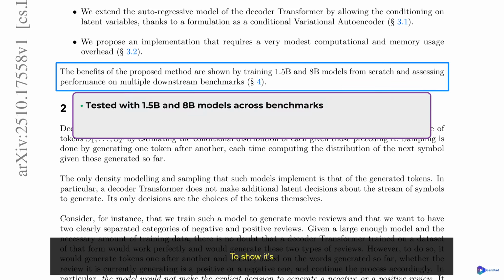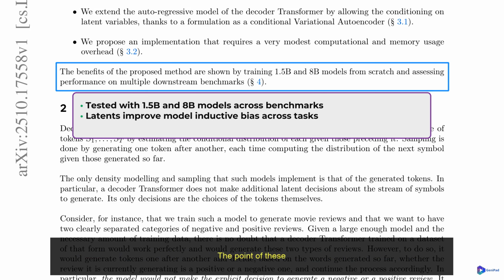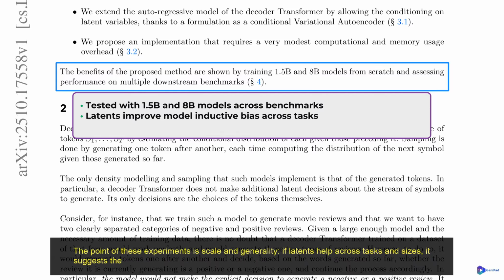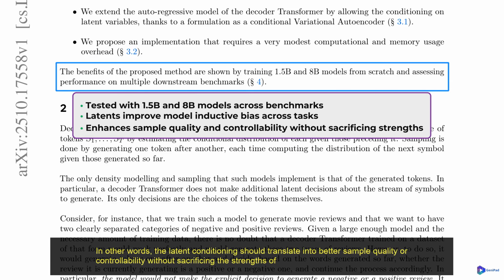To show it's not just a toy, they train 1.5B and 8B models from scratch and test across multiple downstream benchmarks. The point of these experiments is scale and generality. If latents help across tasks and sizes, it suggests the approach improves the model's inductive bias, not just a niche metric. In other words, the latent conditioning should translate into better sample quality or controllability without sacrificing the strengths of standard transformers.